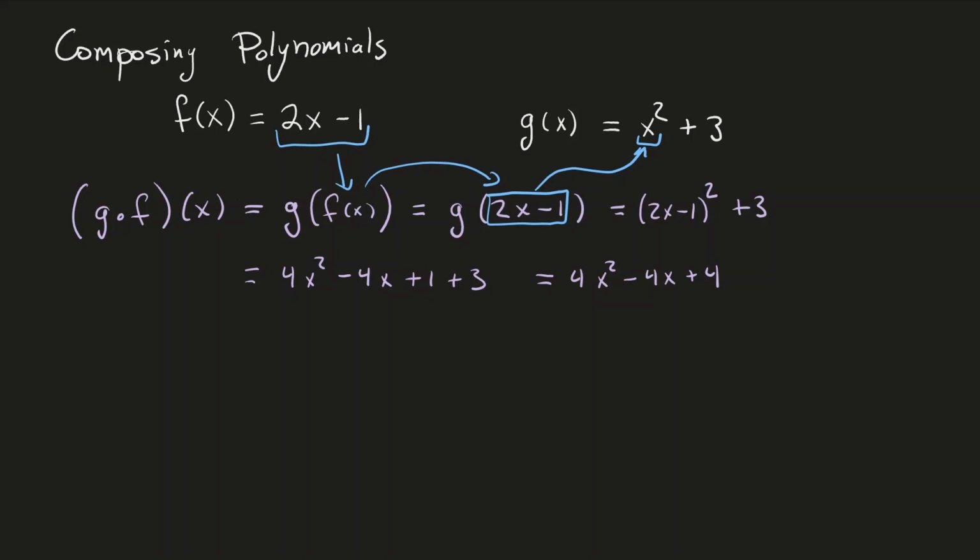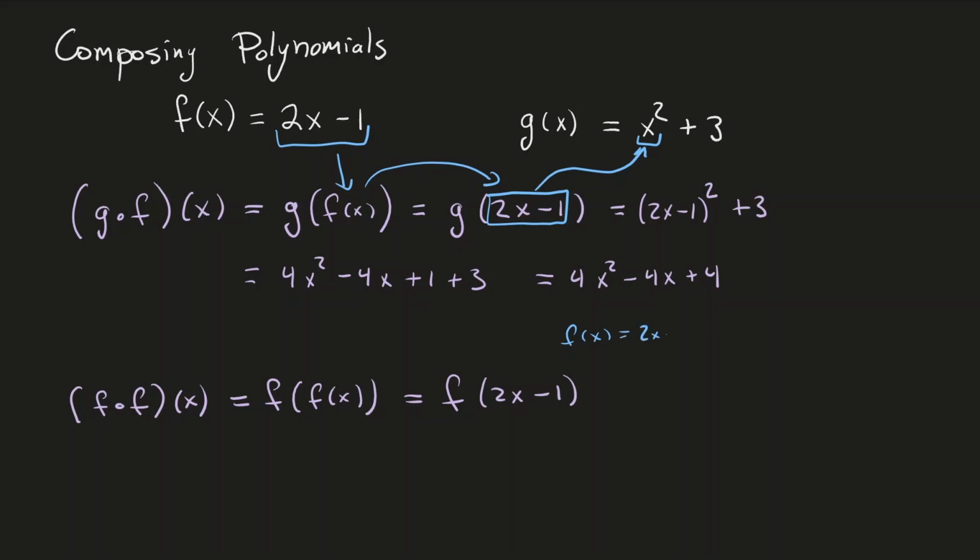Now we could do similarly with the other one. So how about we do f of f of x? So we're going to plug in the function f of x back into f of x. I always write this down because I always want to make sure I'm plugging the right function into the right function. So in this case, this is equal to f of 2x minus 1. So likewise, f of x is equal to 2x minus 1. So I'm going to take 2x minus 1 and plug it in there for our x.